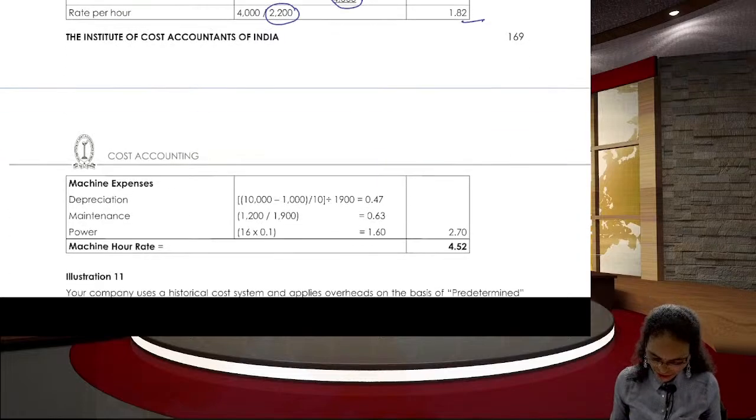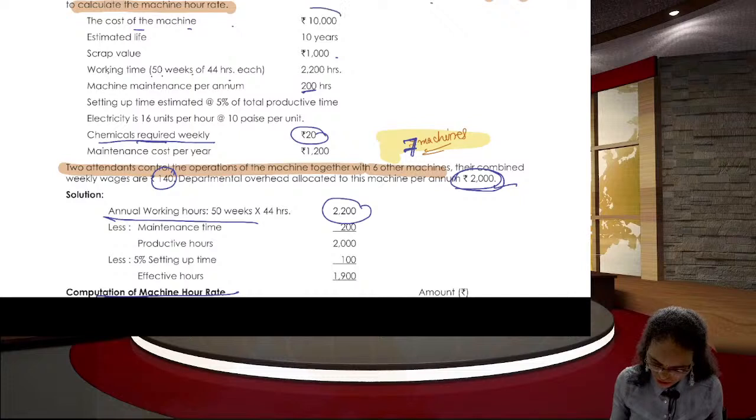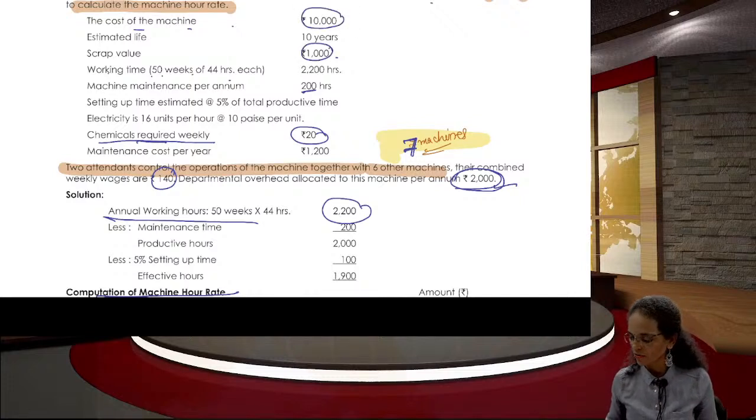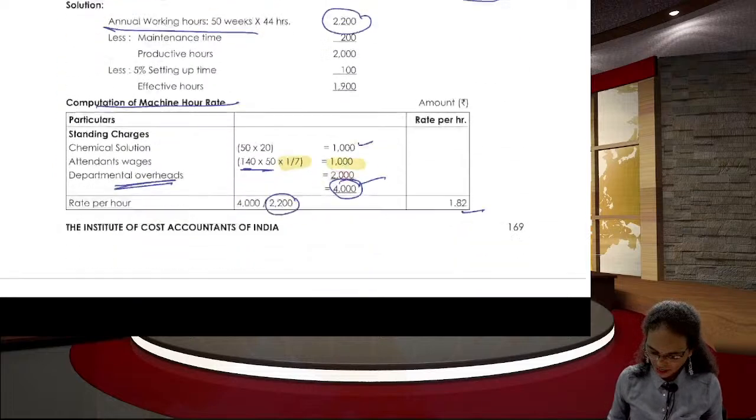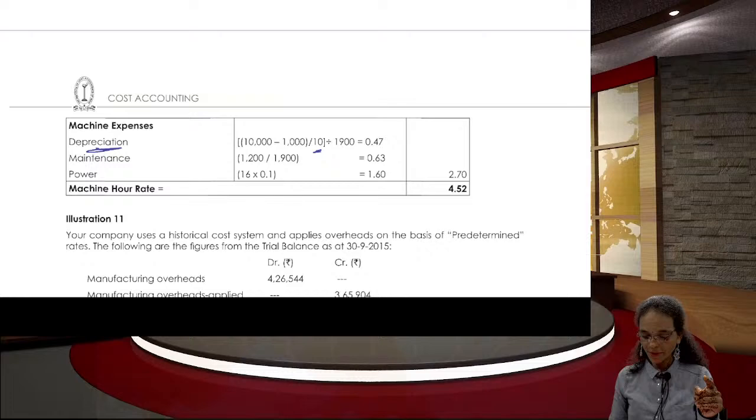Coming to the variable one, depreciation. 10,000 rupees is the cost of the machine. Scrap value is 1000. 10,000 minus 1000 divided by the life of the machine, 10 years, gives 900 rupees per year.